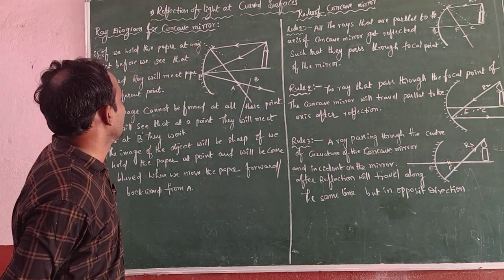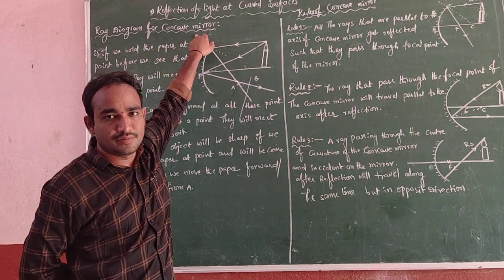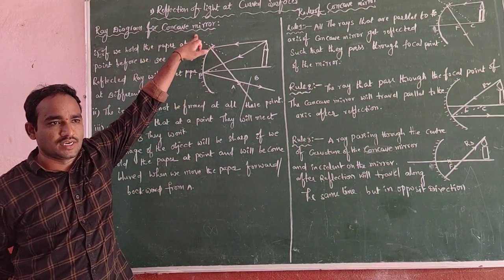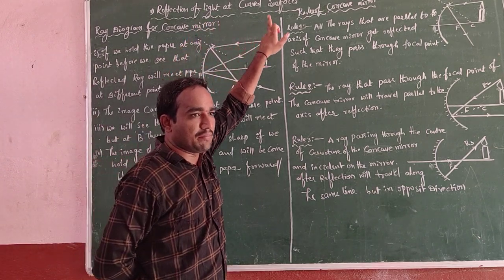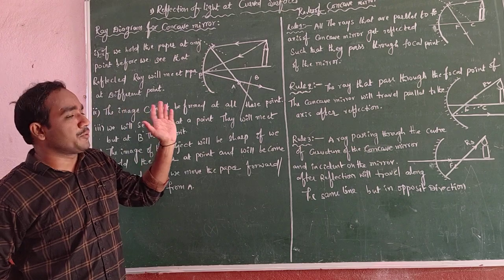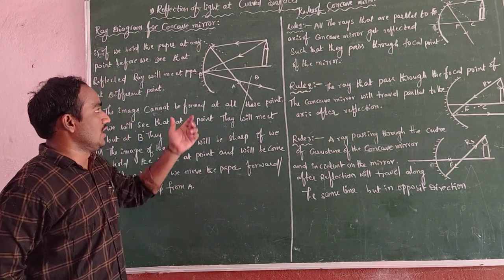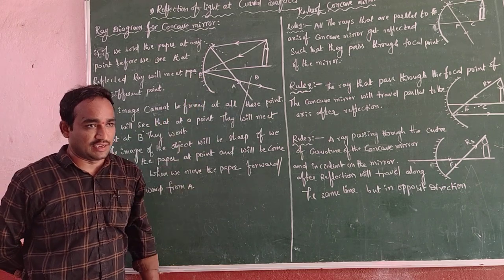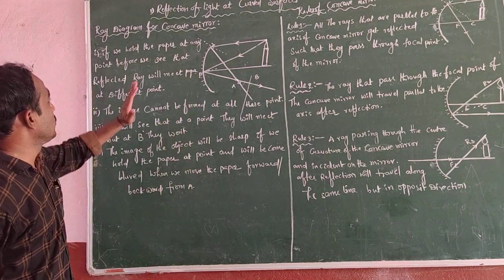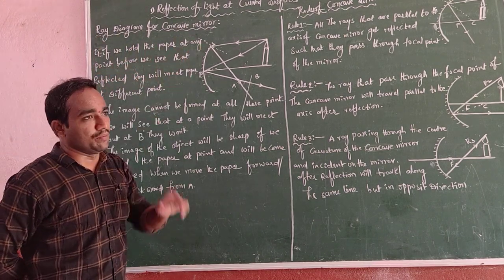Today we are discussing ray diagrams for the concave mirror. Last class we already showed the mirror formula, 1/f = 1/u + 1/v, and which type of image is formed at different positions in the ray diagrams. Today we are discussing the ray diagram for the concave mirror.